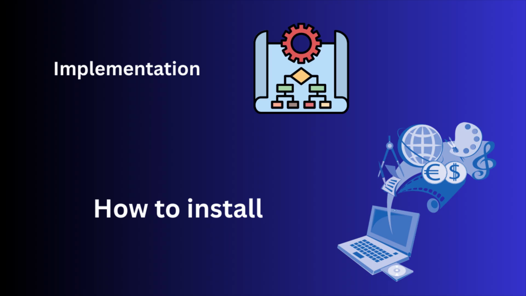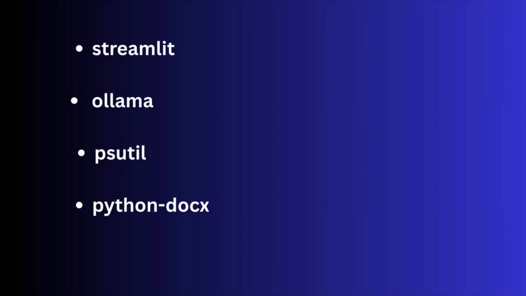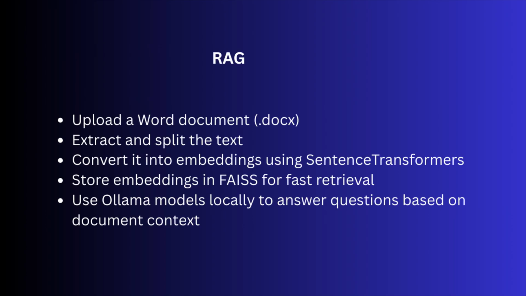Now we can look into the implementation and how we can run this application locally. First, let me go through the code and explain the implementation. This app uses Streamlit for the UI, Ollama to generate responses, PSUtil to fetch system info, and Python docx to extract content from the uploaded Word files. In the RAG system, we upload a Word document.